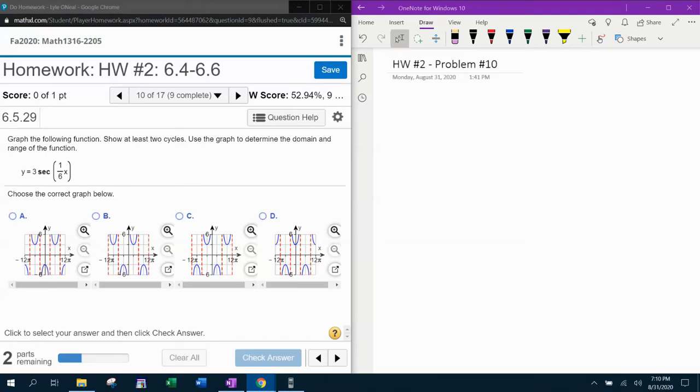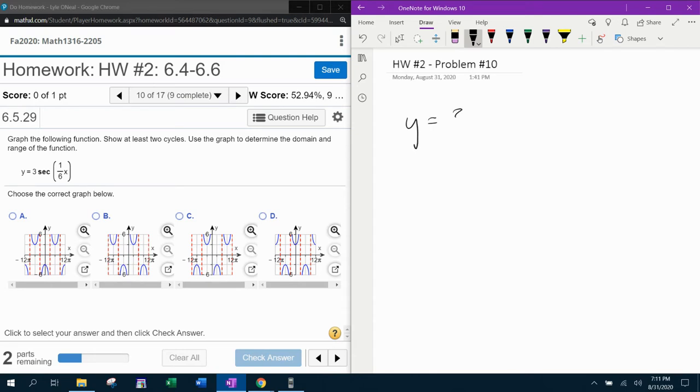All right, here we go. Question number 10 from our 1316 homework number 2 in MyLab Math. Here they want us to graph a secant function showing at least 2 cycles and then use the graph to determine the domain and the range. All right, so let's get started by copying down the problem.